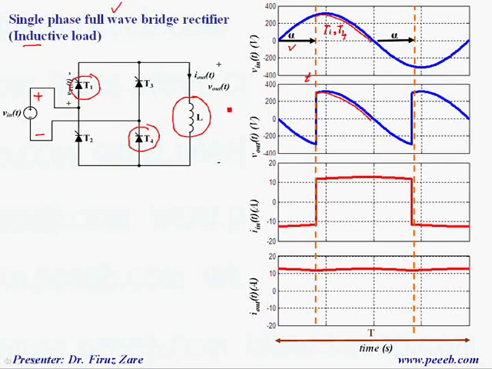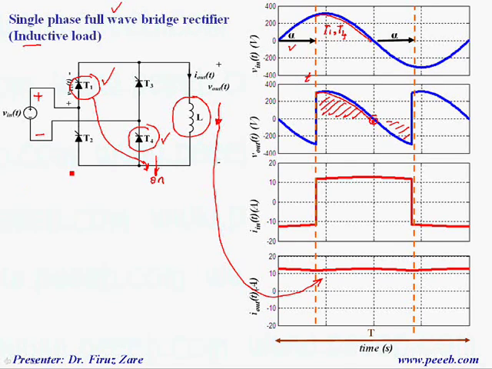Suppose that the current through the inductor is continuous. That means this is the current through the inductor. So at zero crossing, because the current through the inductor is positive, this thyristor and this thyristor are still on. So we cannot turn them off even when the input voltage is negative. So in this case, the output voltage is this area plus this area.